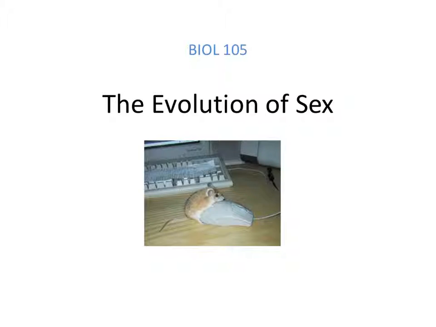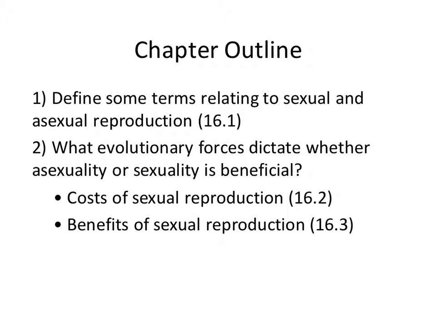So hopefully everybody knows what a computer mouse is, but clearly sexual reproduction is something that happens throughout the animal kingdom, plant kingdom, and maybe some other kingdoms as well. I just mentioned that today's goal is to cover chapter 16.1, which is basics about sex and sexual reproduction. The next couple of classes will do 16.2 and 16.3.